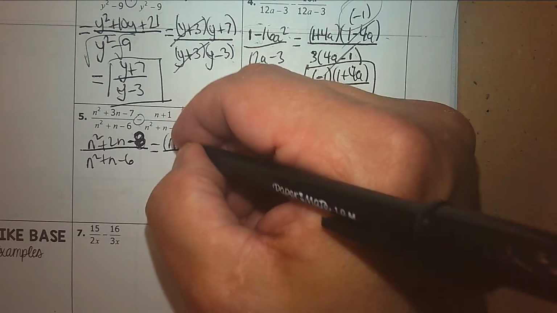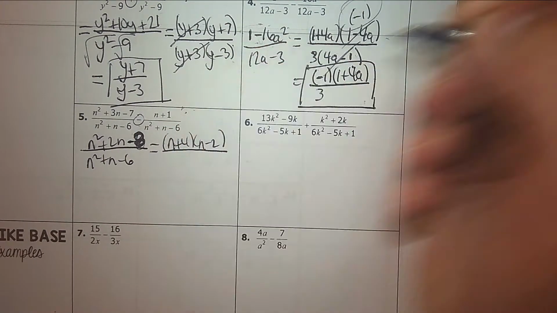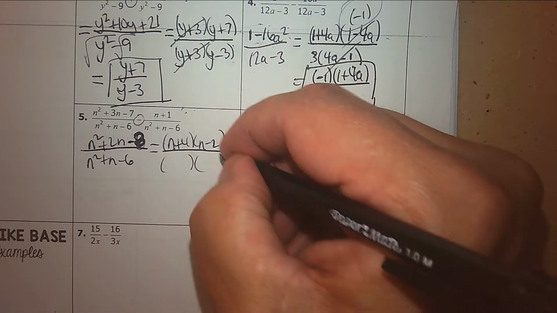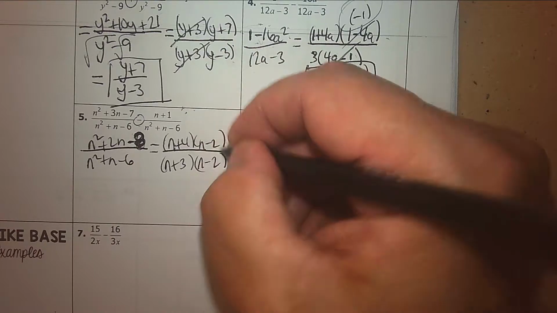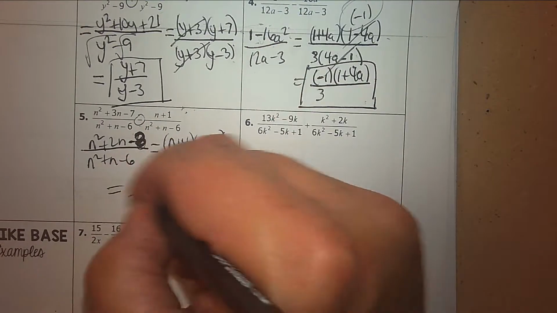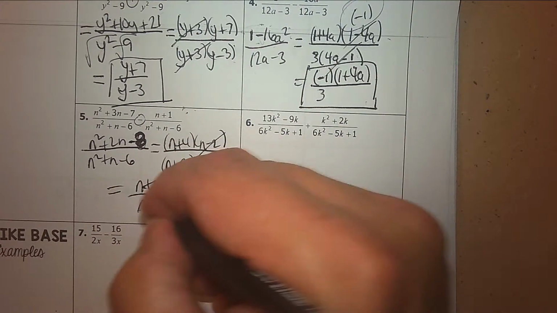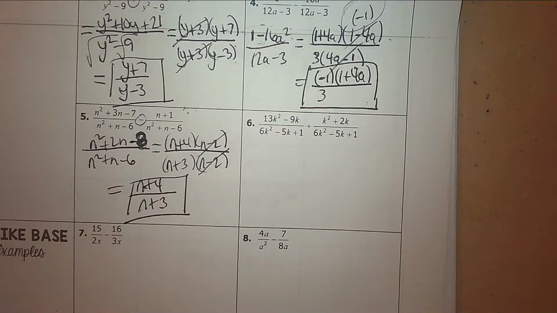So to factor the numerator, positive 4 and negative 2. To factor the denominator, it's positive 3 and negative 2. So n subtract 2 strikes out, and I'm left with n plus 4 over n plus 3. All right, try number 6.